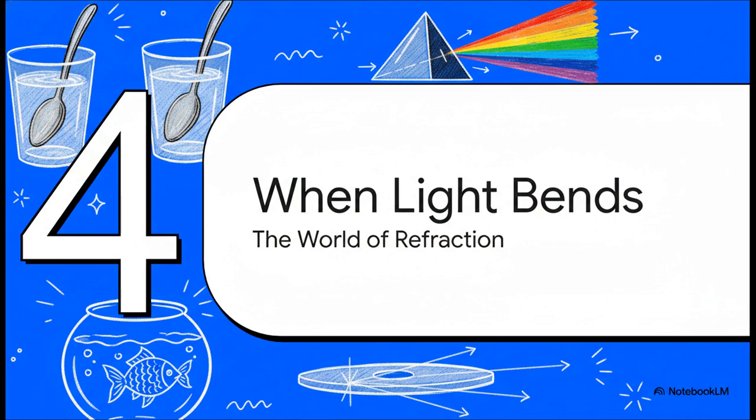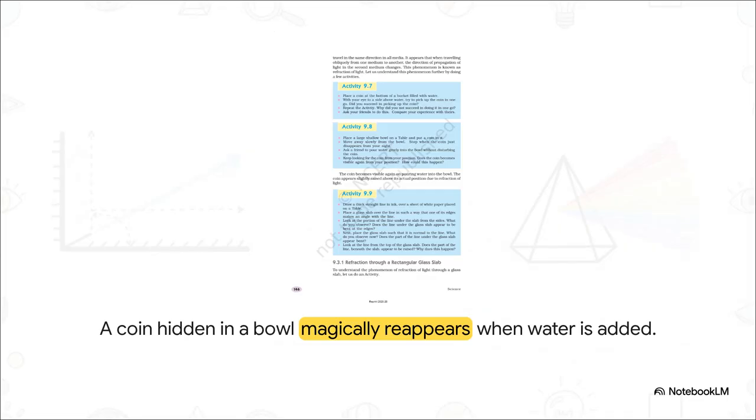This is the science that explains why things look bent or displaced when you see them through water or glass. Check out this incredibly simple but mind-bending experiment. You put a coin in a bowl, just so you can't quite see it over the rim. Then, without moving your head at all, you have a friend pour water into the bowl. And like magic, the coin just reappears. How does that happen? The light coming from the coin is actually bending as it leaves the water.